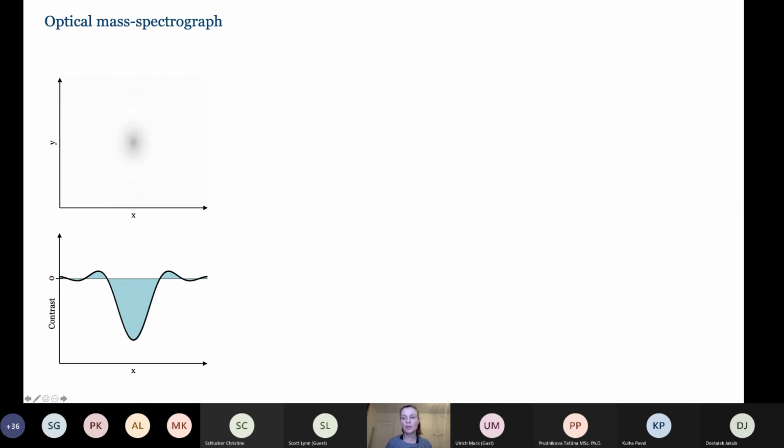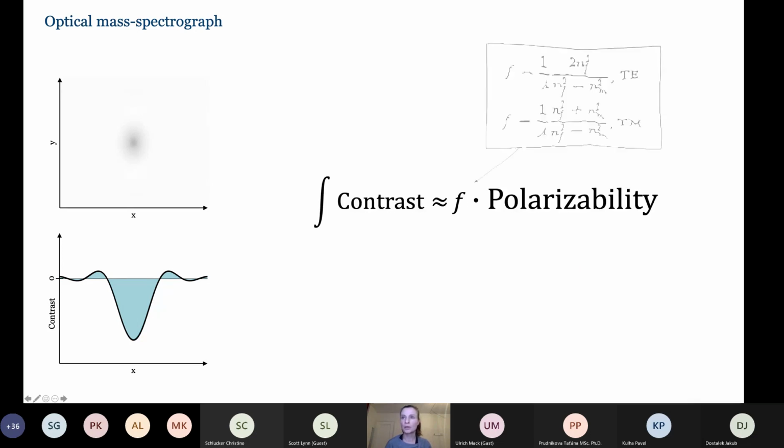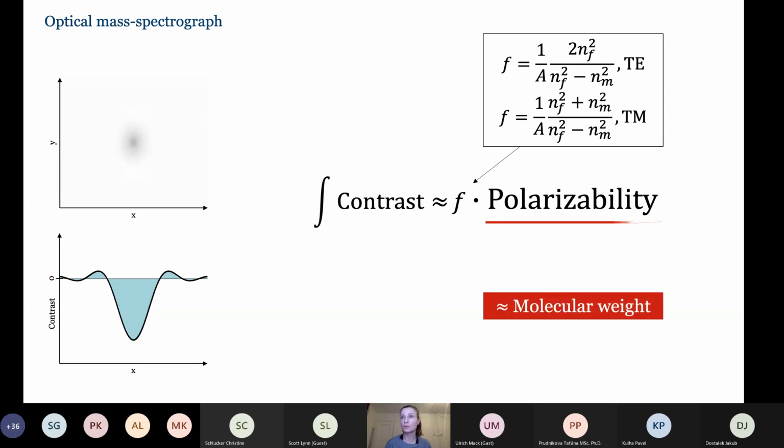But we cannot only see the molecules, we can actually extract a lot of useful information from the image. For instance, from the contrast of the spot, we can determine the polarizability of a molecule, which is closely related to its molecular weight. Basically, it's a very similar concept to that introduced by iSCAT, for those who know this method, where they use basically the same principle to weigh the molecules using light.